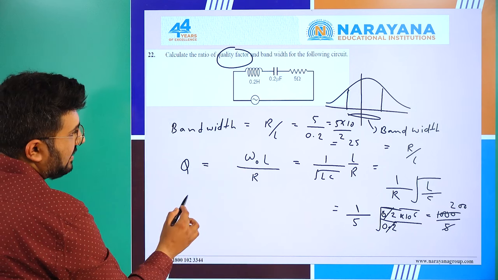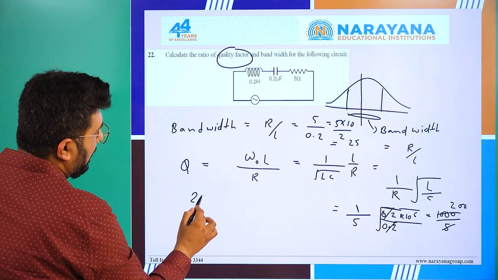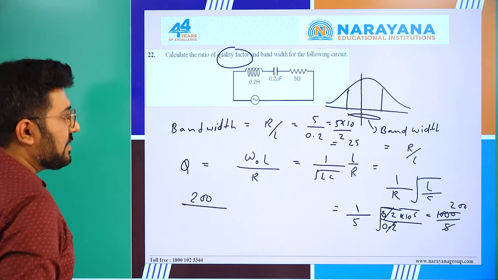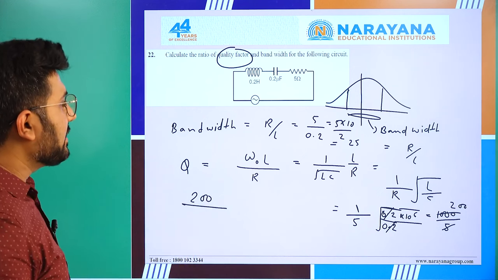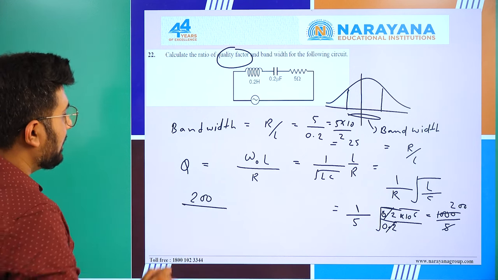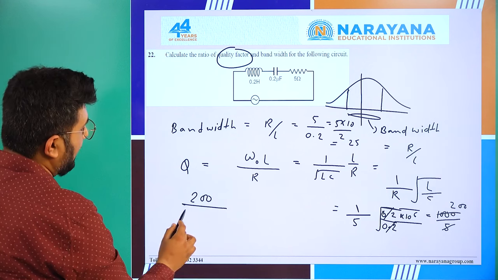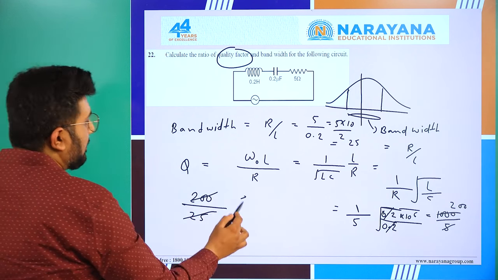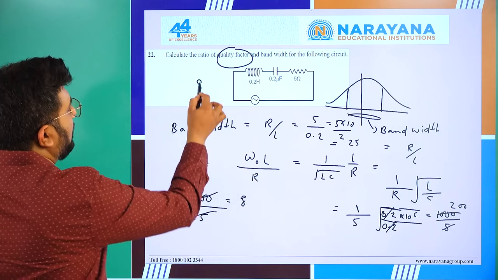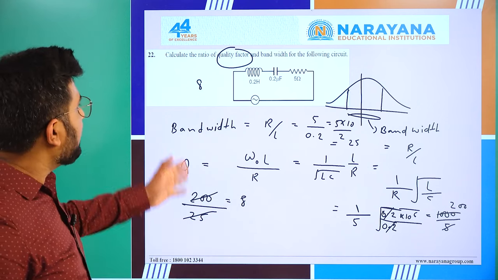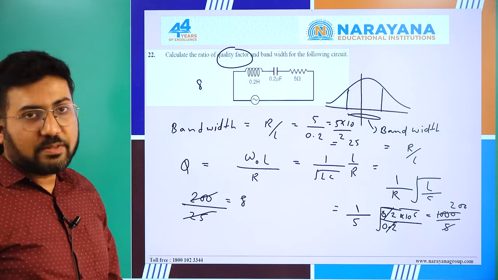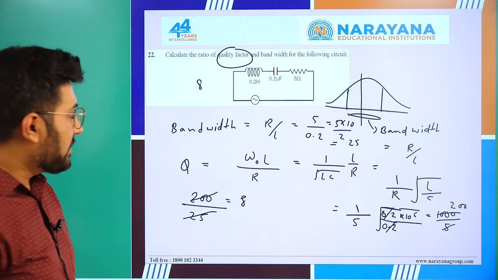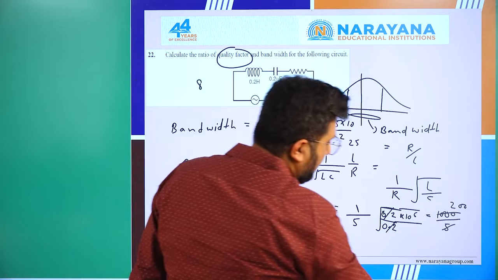Now they have asked you the ratio of the quality factor and the bandwidth. So, the quality factor is 200, divided by the bandwidth, which is 25. So, how much will I get? 25 by 200, which is 8. So, the ratio of the quality factor to the bandwidth will come out to be 8. Okay. Let us go to the next question.